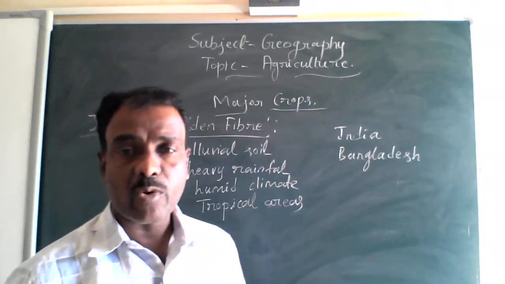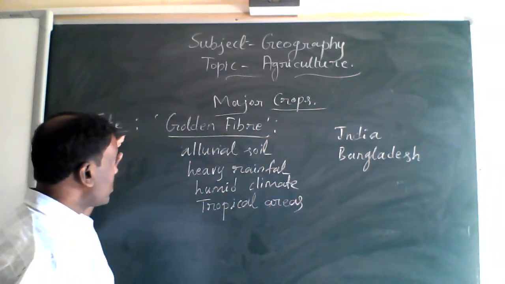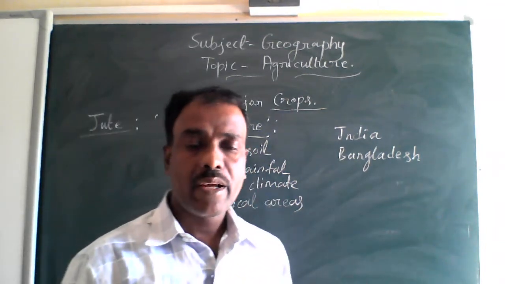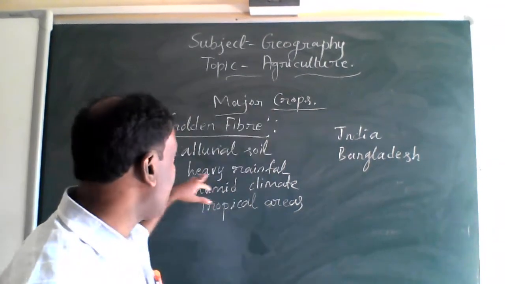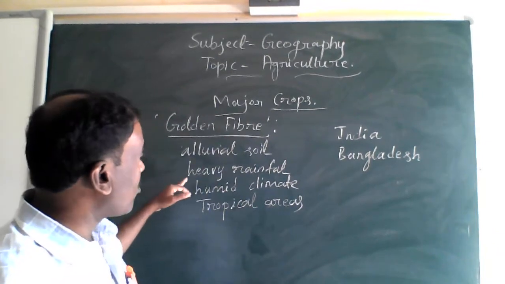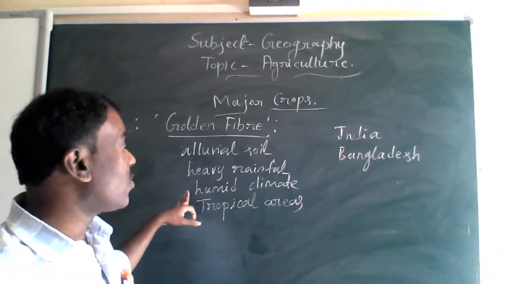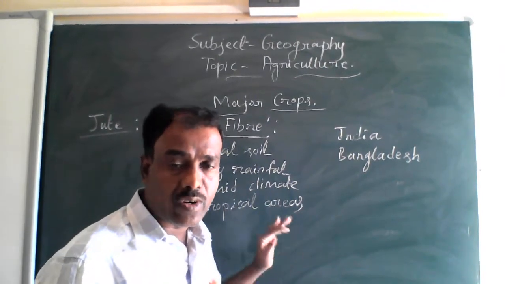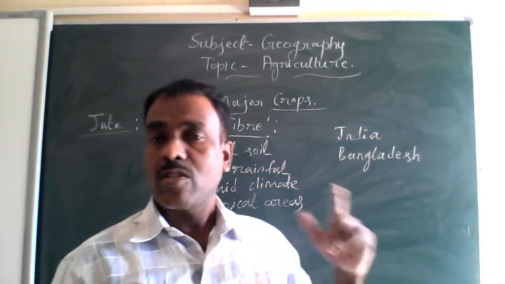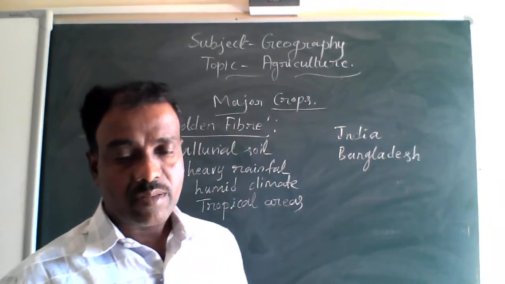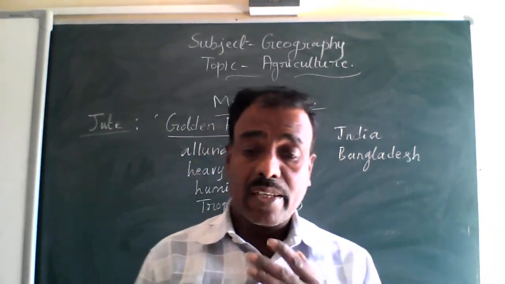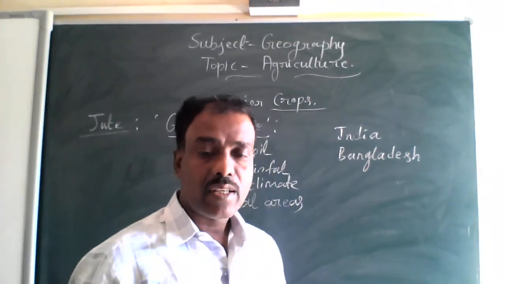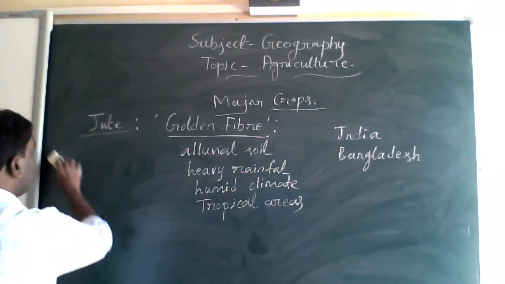So once again I would like to repeat, jute is also known as the golden fiber. It grows well on alluvial soil, and it requires heavy rainfall and humid climate. It grows better in tropical regions. India and Bangladesh are the leading producers of jute. Got it? Now let us discuss coffee.